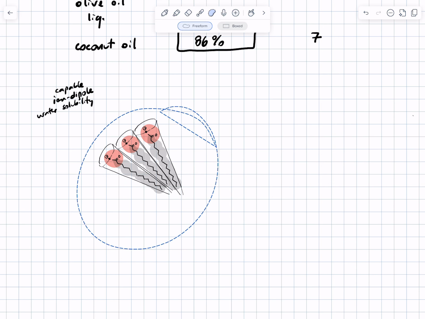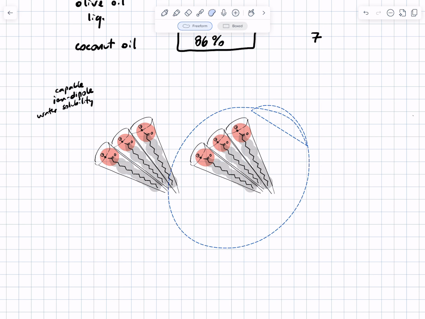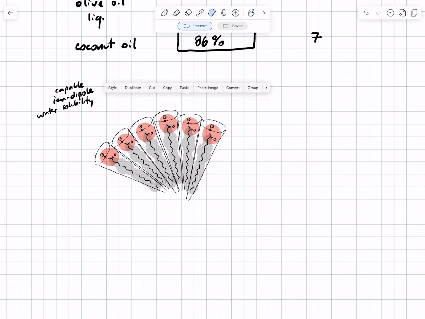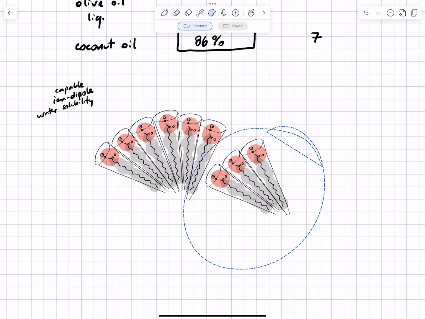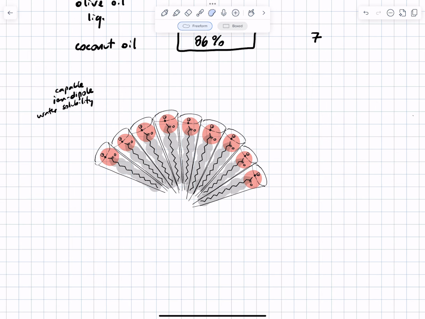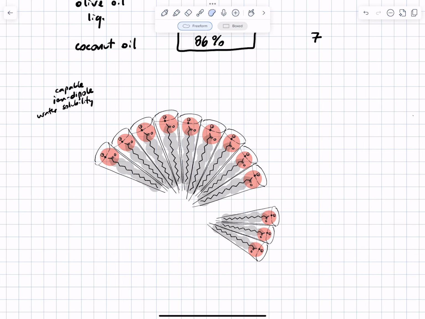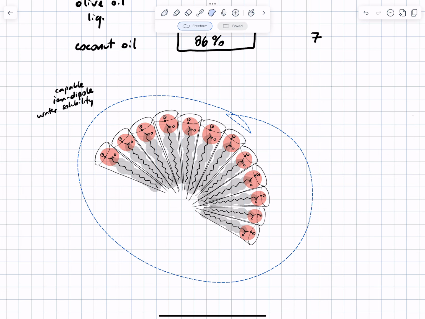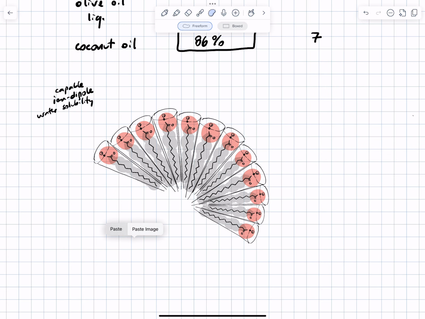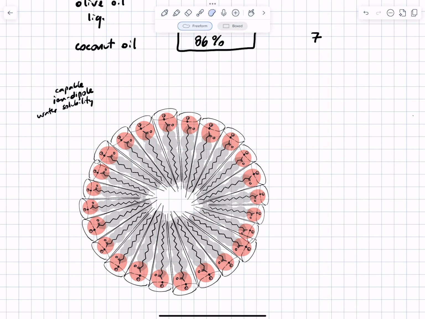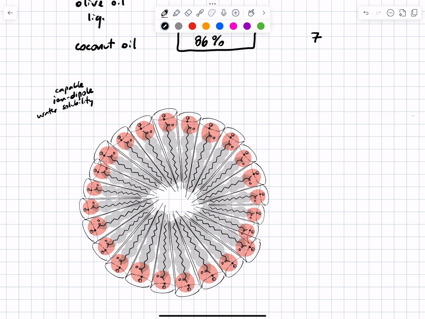Now we're going to copy this. And over time, you get a sphere that is sort of like an M&M. It's got a candy-coated shell and a chocolate interior, only in this case the shell is polar head groups and the interior is nonpolar tails. And you end up with this structure that's called a micelle.